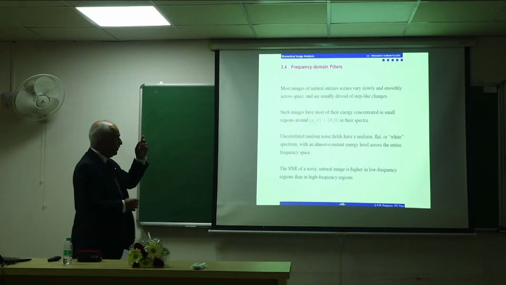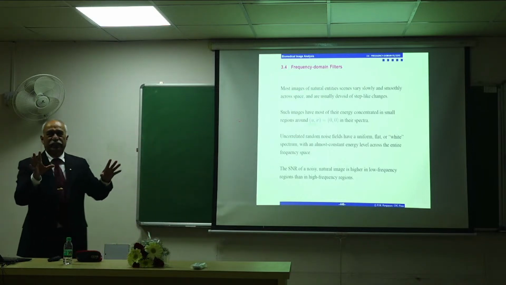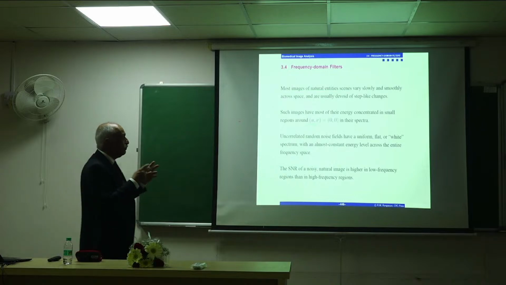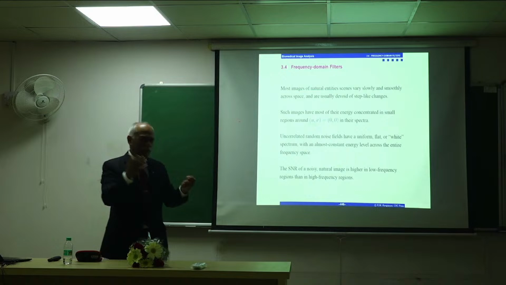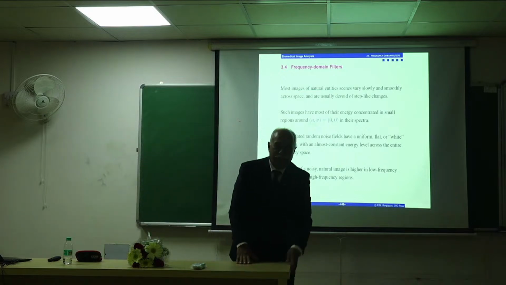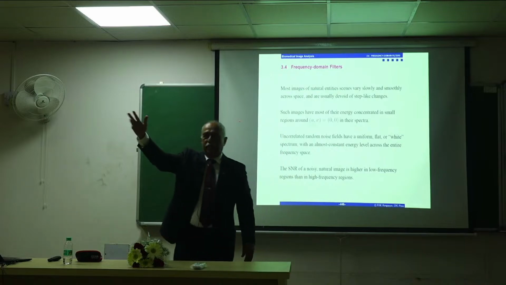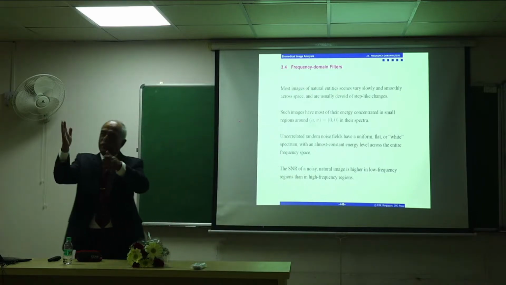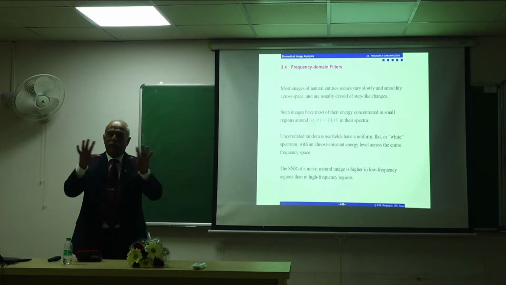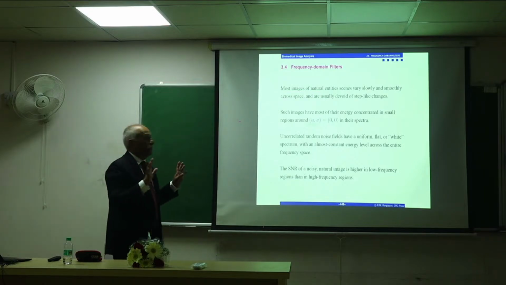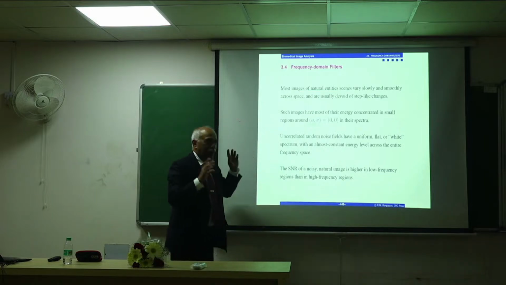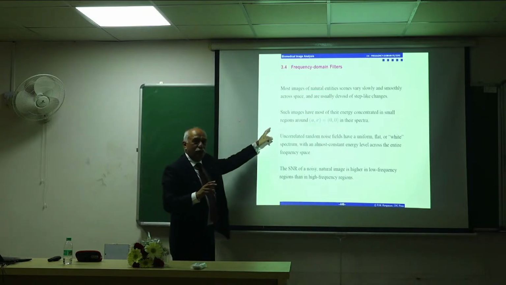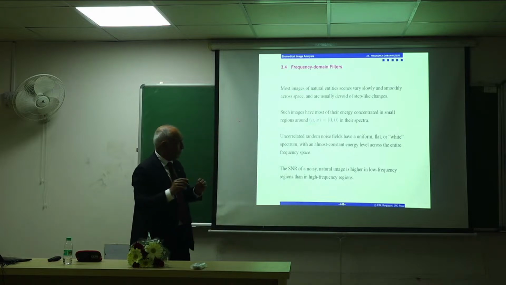Most images of natural entities and natural scenery vary slowly and smoothly across space, and they don't have sharp edges. There could be some, but this is not natural. This is a machine-made or man-made object. But if you go outside and take a picture, yes, there are trees with some edges, but overall there is some smoothness. Most of these images have a large portion of the energy concentrated around the DC, (u,v) equal to (0,0).